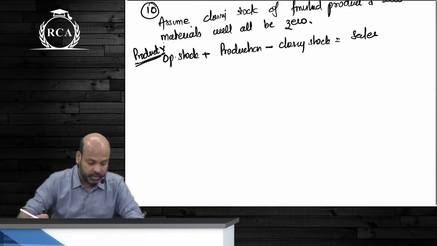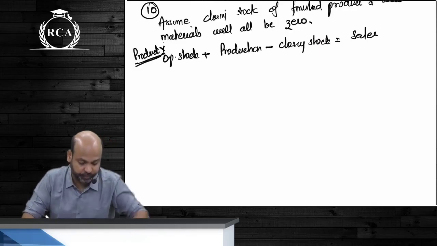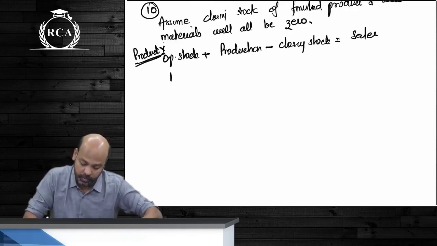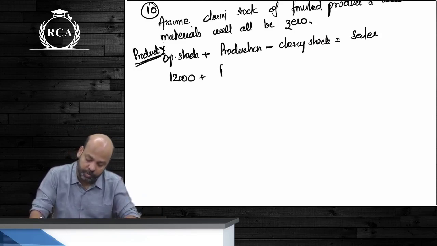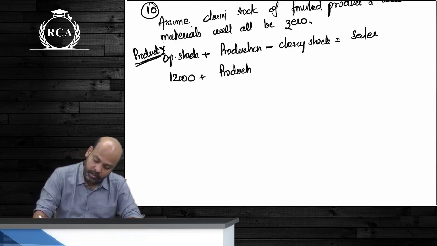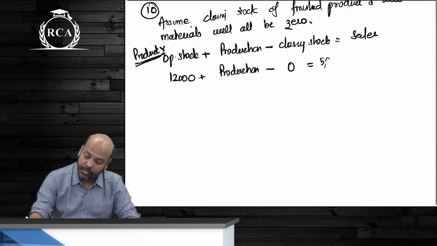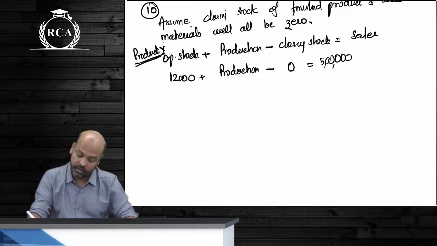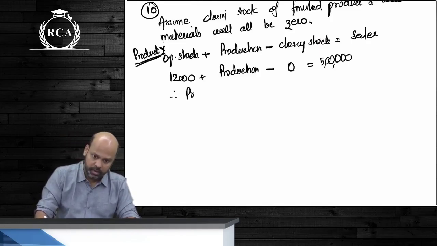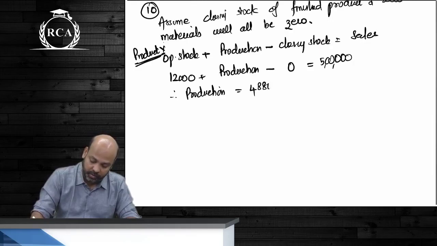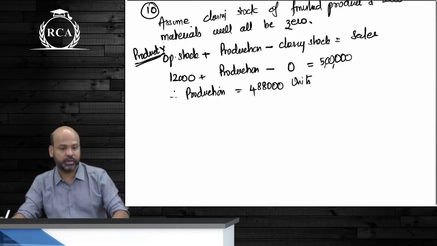Product X, opening stock how much is it? 12,000. Production is what we have to compute, guys. Closing stock we have assumed that it will be 0. Sales, how many will there be? Demand is the sales, 5 lakhs. Therefore production, guys, will be equal to how many units? Very good. 4,88,000 units.